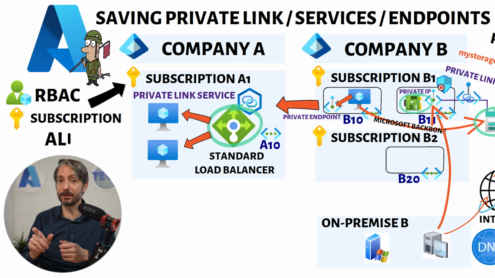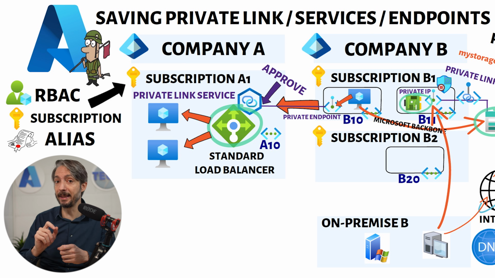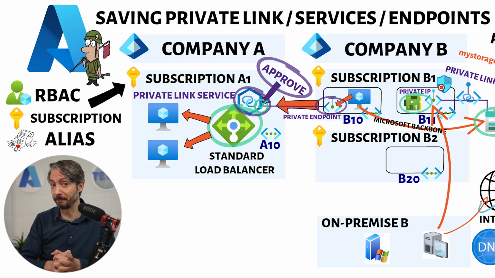Anyone with an alias, so you have a specific alias for private link service, and if you give this alias to somebody, you can request a connection to be made with that alias, which you then will have to approve. In case the virtual machine in B10 needs to connect to the load balancer, they will create a private endpoint and link it to the private link service. The administrators on the private link service will see the request come in and they will approve it if they are having a good day.